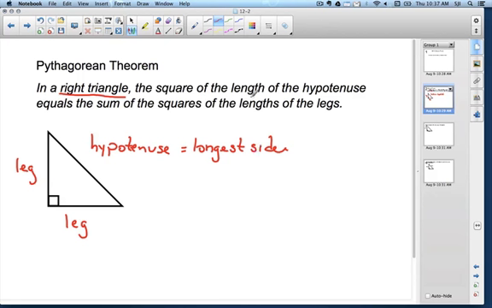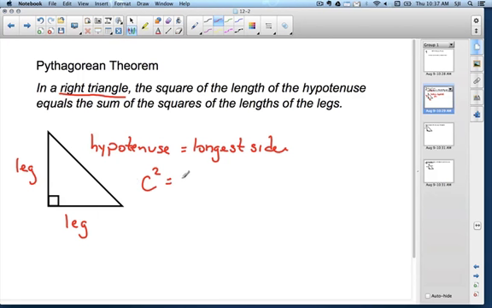So the rest of the Pythagorean theorem says the square of the length of the hypotenuse. One way that we can write hypotenuse is we use the letter c to represent it. And it says the square, so that means we're going to square it. And it says that it's equal, so I'm going to write an equal sign. And then it says the sum of the squares of the lengths of the legs. So that means if you take each one of these legs and square them and add them together, you're going to get the square of the length of the hypotenuse.